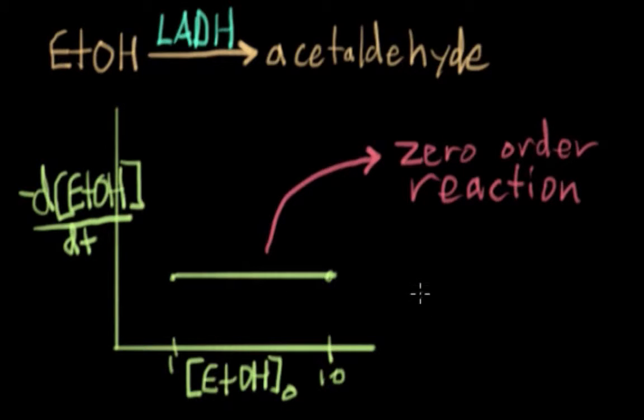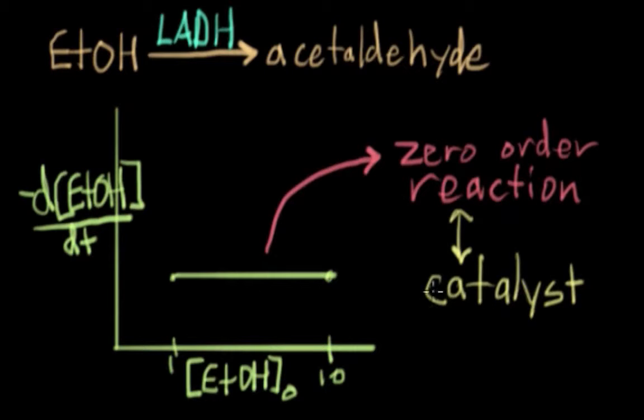Something useful to keep in mind is that many reactions that are catalyzed, that have a catalyst, are zero order. That's because in the end the rate is simply limited by the rate at which the reactants can interact with that catalyst. Our catalyst here is LADH, liver alcohol dehydrogenase, and we have found that this is a zero order reaction.